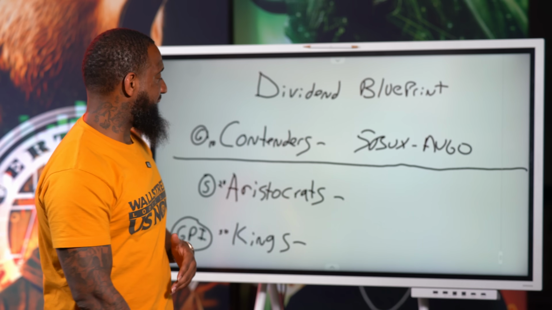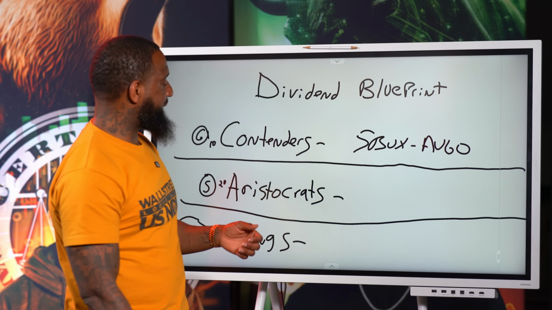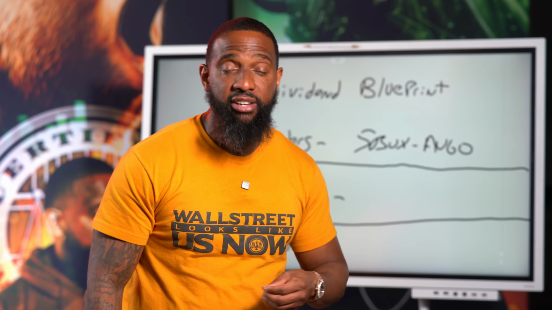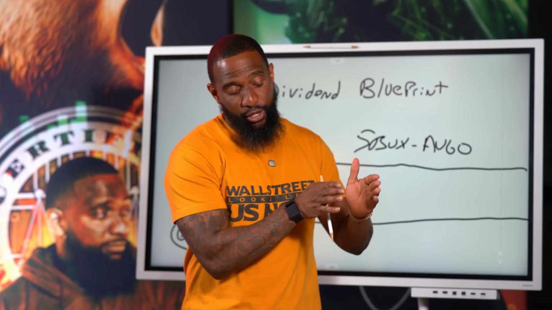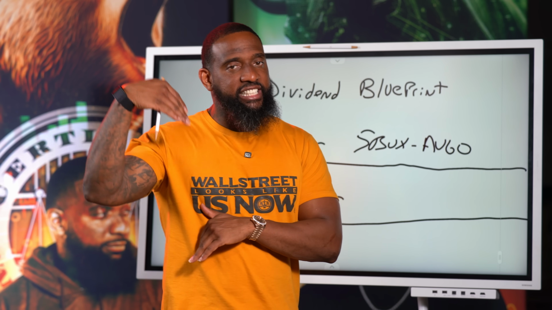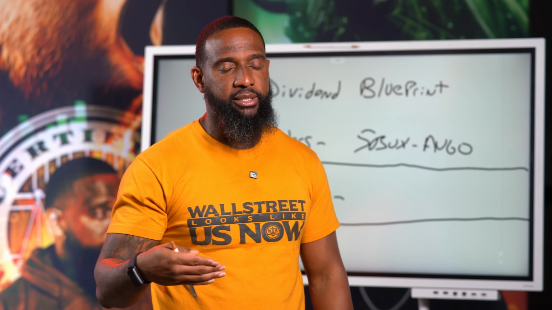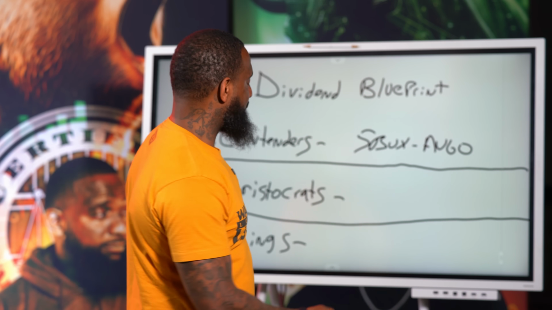Next on the list, we're going to have our Aristocrats. Now, the Aristocrats are companies that have been paying a dividend for 25 years and increasing it, right? So look at this. You got to go from paying your dividend for 10 years plus, but you don't get to the next level until you pay your dividend for what? 25 years or more. This is solid.